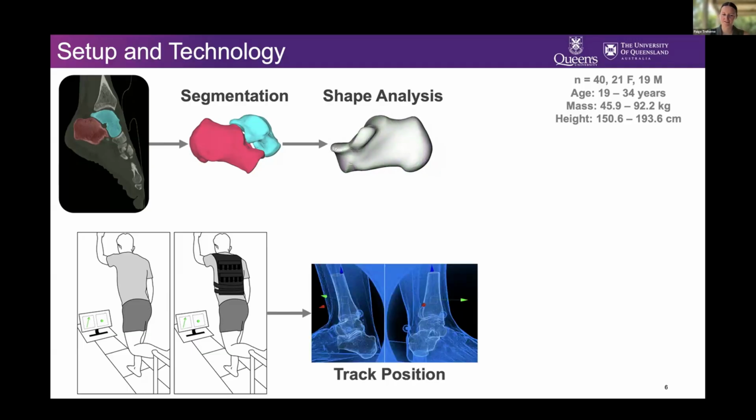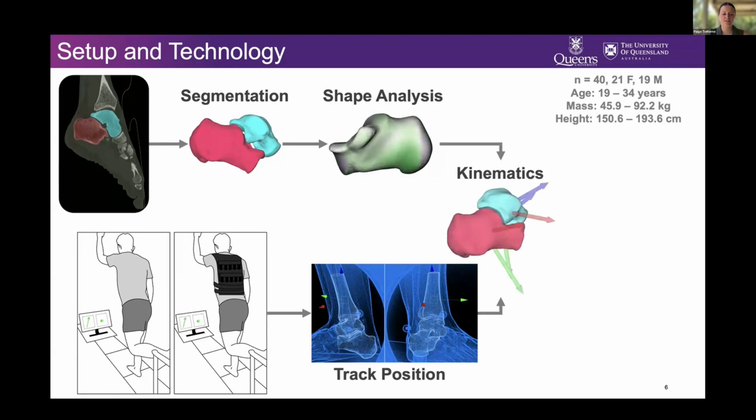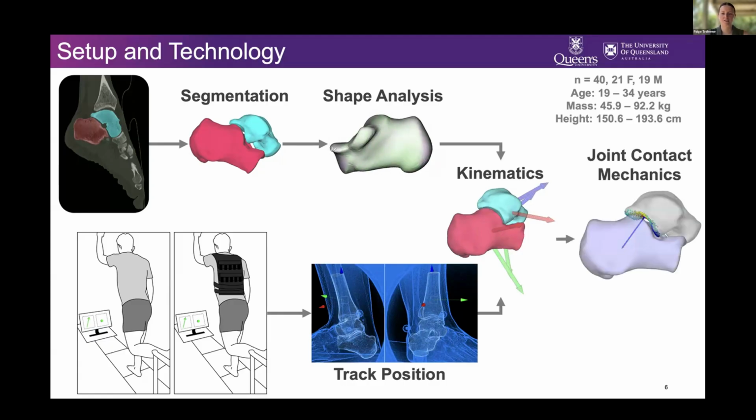From these scans, we can then track the position of the subtalar joint bones. And when we combine this with our shape information, we can calculate our subtalar joint kinematics during each trial, which we then are able to use to calculate our internal joint contact mechanics measures.